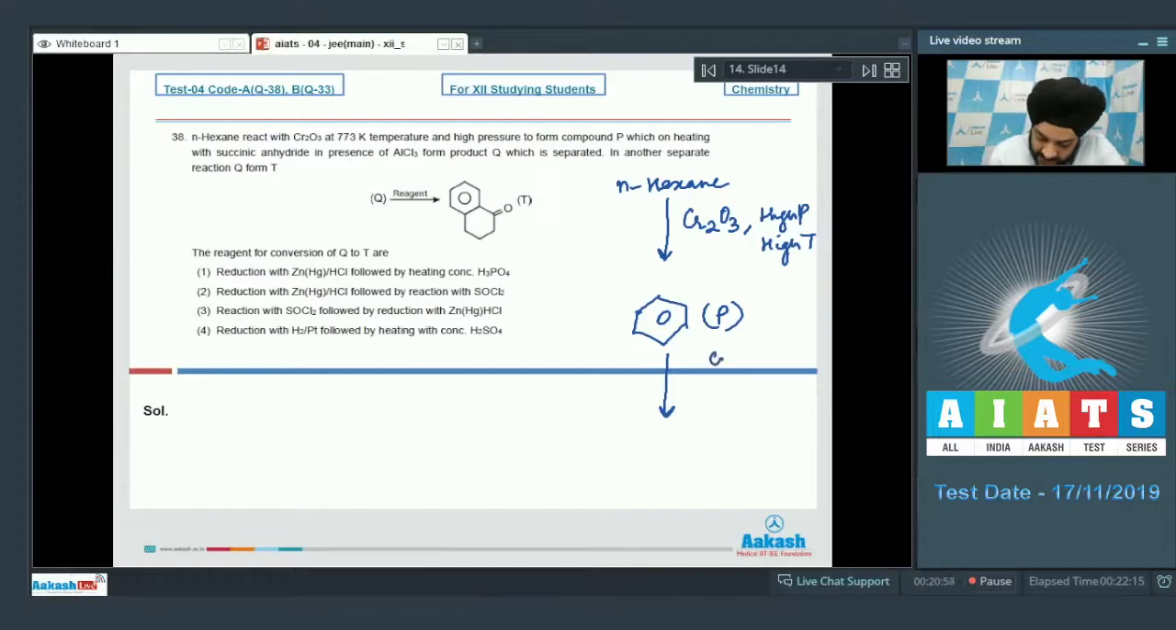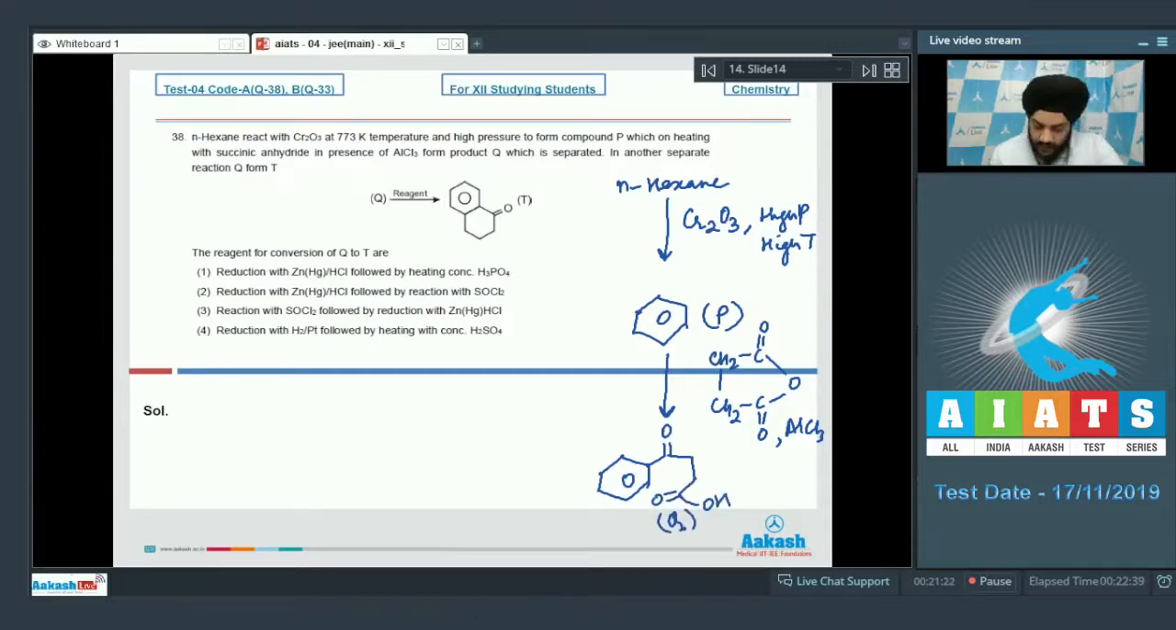So students, if we try and draw the structure of succinic anhydride, it has this structure in presence of AlCl3. So students, this will lead to Friedel-Crafts acylation, and the compound Q which will be formed is going to be this. Okay. Now it is further mentioned to us that this compound Q is separated, and in another separate experiment Q forms T. So this has to form the compound T which is given to us in this question.